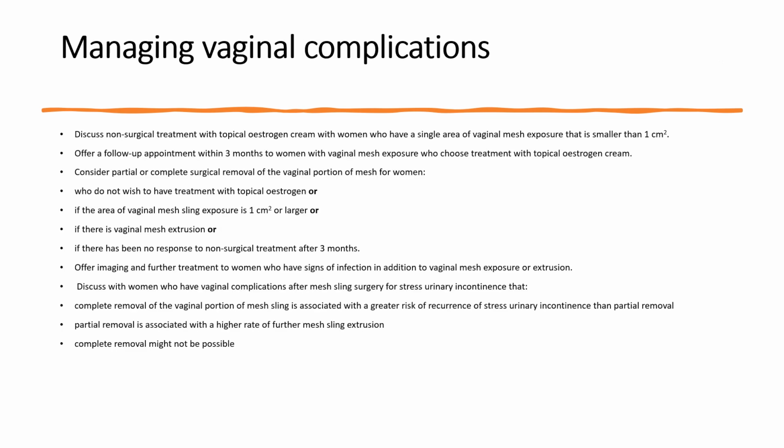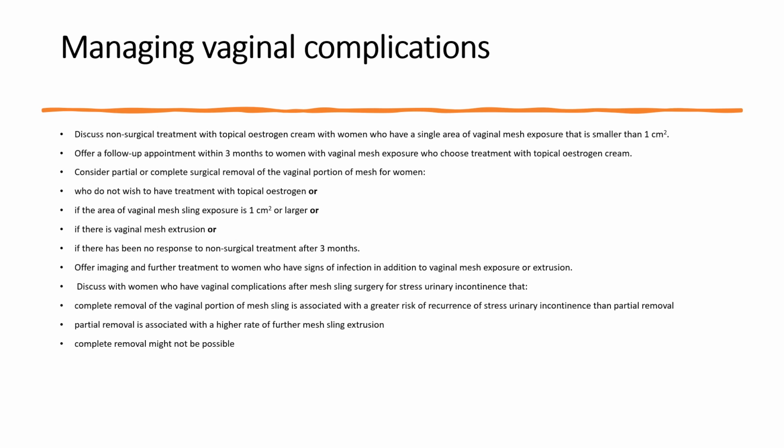So, managing vaginal complications. Discuss non-surgical treatment with topical estrogen cream. If there is a single area of vaginal mesh exposure that is smaller than 1 centimeter square, offer a follow-up appointment within 3 months to assess whether this treatment has been effective. Consider partial or complete surgical removal in women who do not wish to have treatment with topical estrogen, or if the area of the vaginal mesh exposure is 1 centimeter square or larger, or if there is vaginal mesh extrusion, or if there has been no response to non-surgical treatment after 3 months.